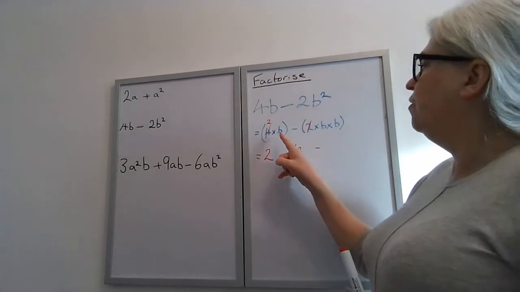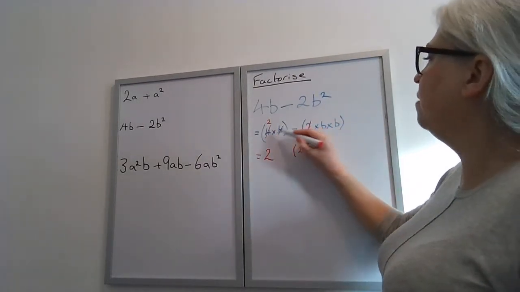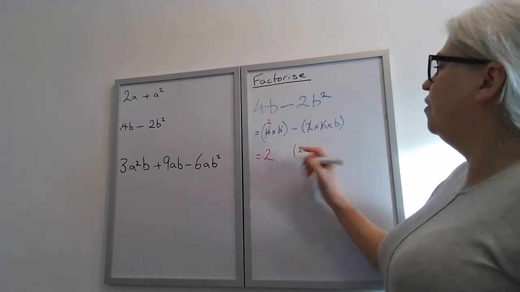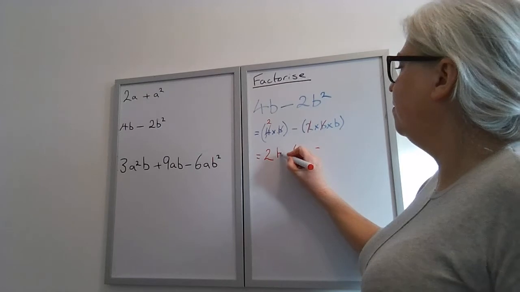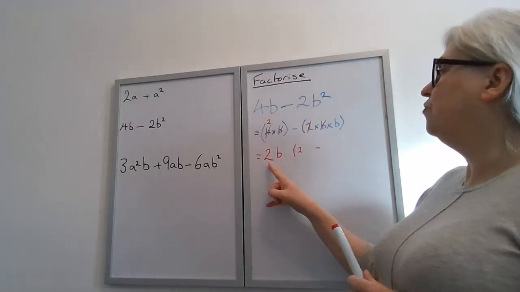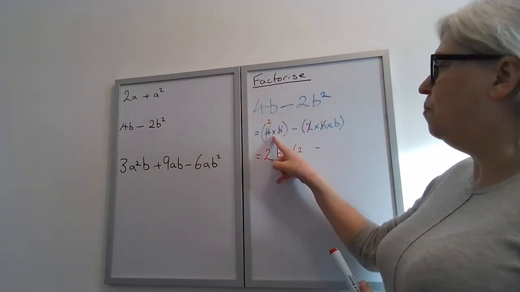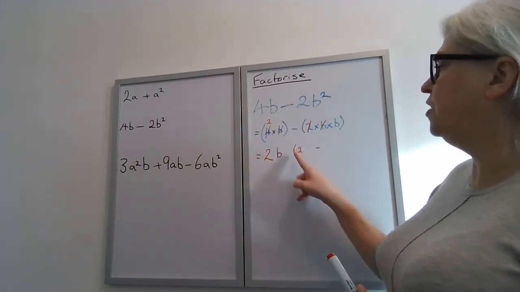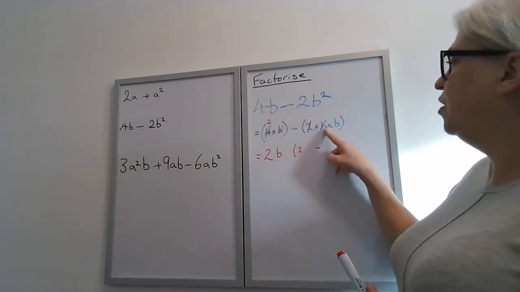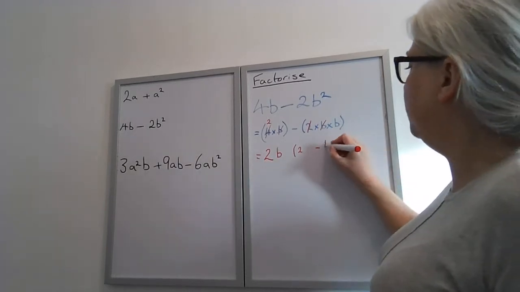Okay, so what else have we got? We've got a b, and we've got 2 b's there, so we can cross that b out, and we can cross that b out. So that means we take a b outside because that's the factor that we've crossed out. Okay, so we've now got 2b, open brackets. From 4b, once we've taken 2b out, we're just left with the 2. Then we've got the minus sign, and from 2 times b times b, once we've taken 2b out, we're left with just b.